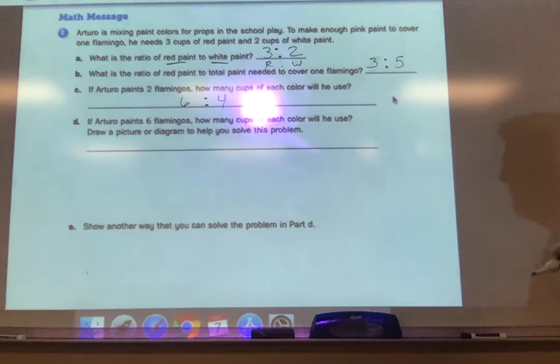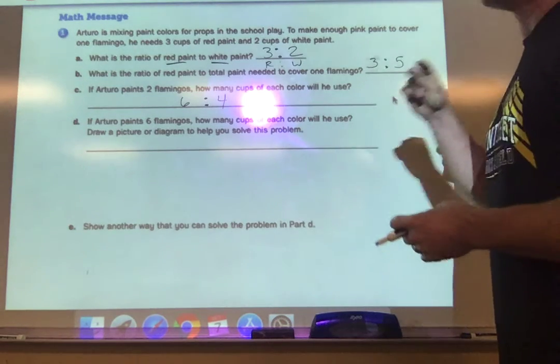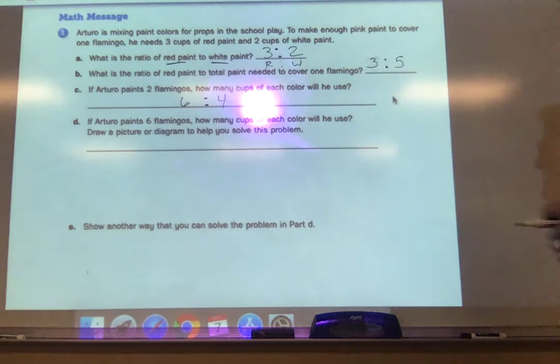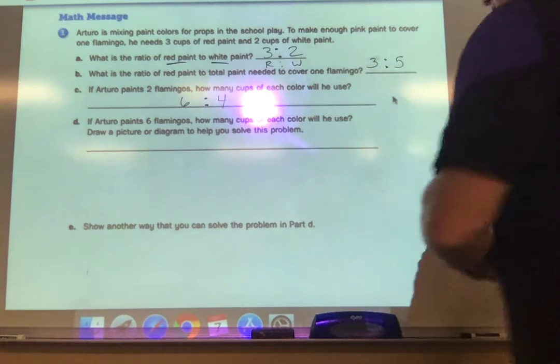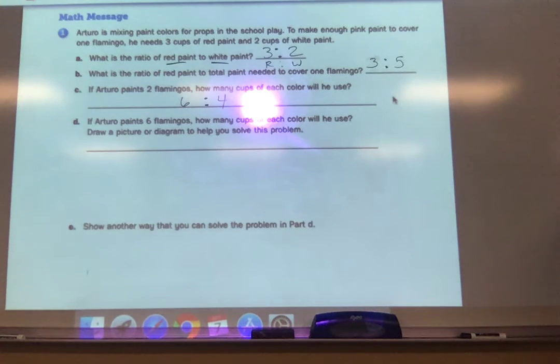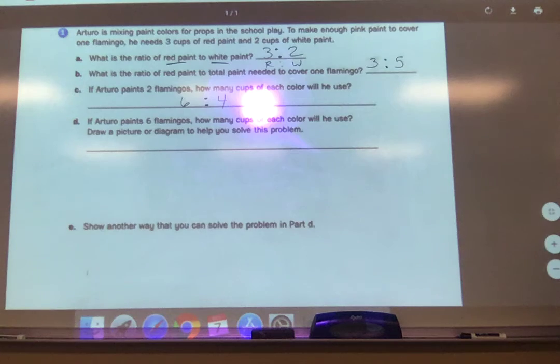Question D. Now what if Arturo is painting 6 flamingos? I'm probably not going to want to draw a picture of 3-to-2, 3-to-2, 3-to-2, and do that 6 times. The tape diagram that we talked about earlier this week could be a good one to use. So I'm going to flip over screens here, and you can draw this.